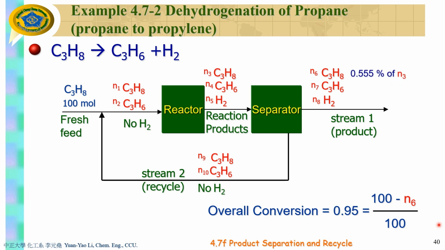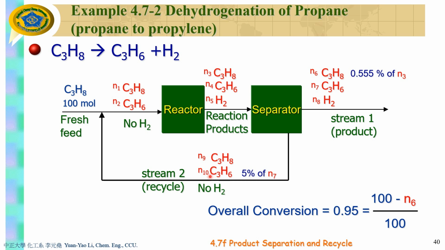The second specification is that N6 is about 0.555% of N3. So this is the specification between N3 and N6. Okay, so this is the second specification. How about the third specification?